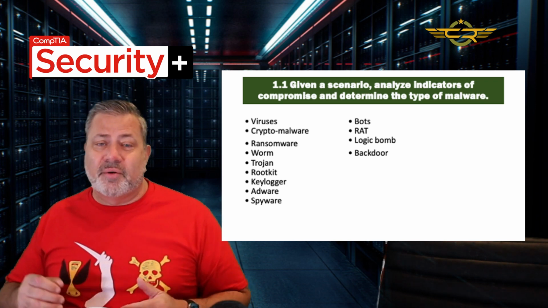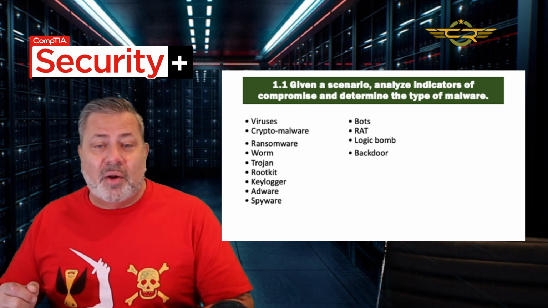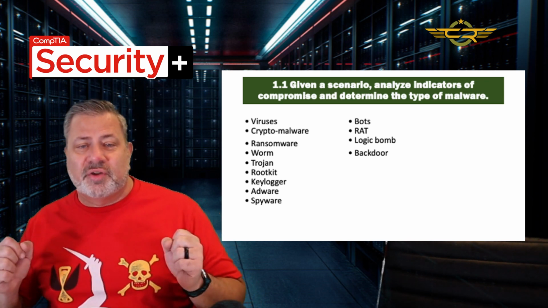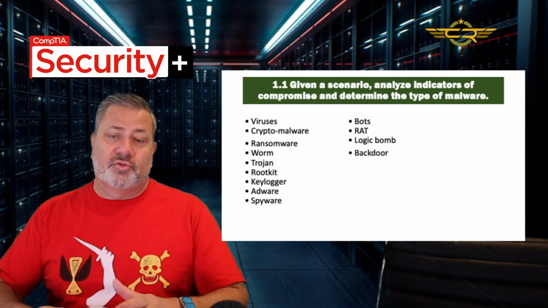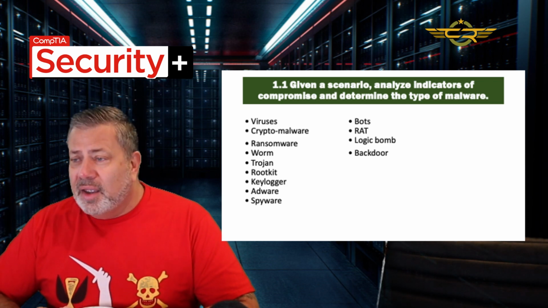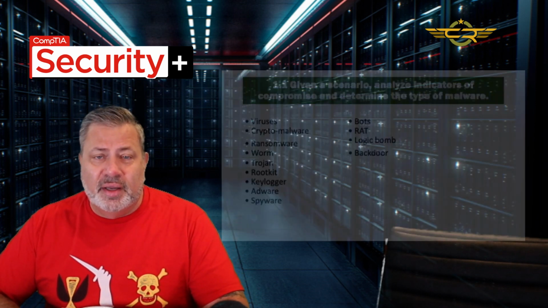Be able to tell the difference between a virus, crypto malware, ransomware, worms, trojans, rootkits, keyloggers, adware, spyware, bots, RATs, logic bombs, and backdoors. Those should all come off your tongue easily and be able to tell the difference between each of those.